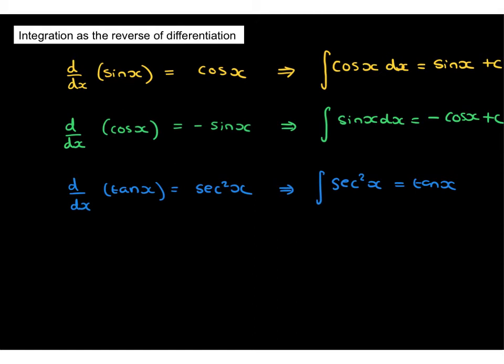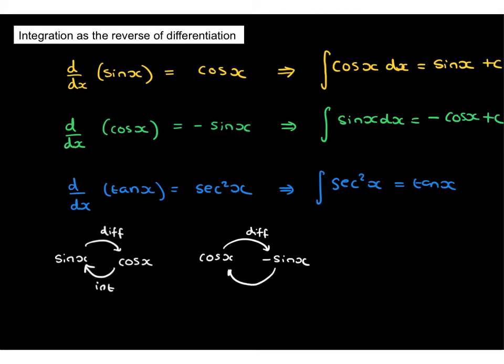Now this works because if we start with sine x and we differentiate it, we get to cos x, which means that if we integrate, taking integration as the reverse of differentiation, we go back to sine x, so the integral of cos x is sine x. If we differentiate cos x with respect to x, we get negative sine x. Now this means that if we integrate negative sine x, we get cos x as an answer, but it's much easier for us to write it out as the integral of sine x, so we simply move the negative to the other side.